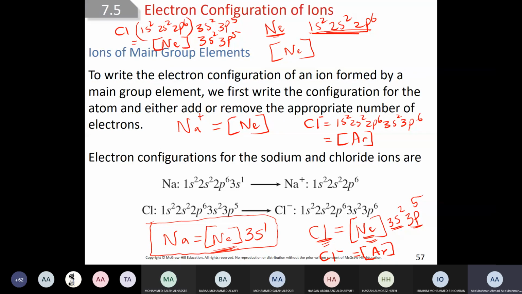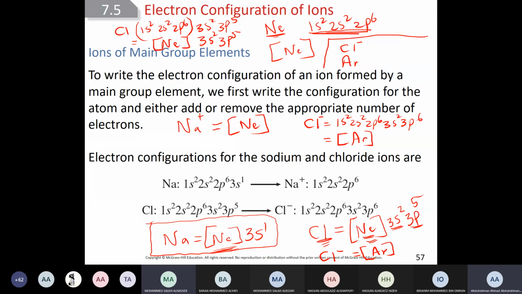Next, which one is bigger in size? Cl minus or argon? The same. No, they will never be. Cl minus. Which is bigger in size? Cl minus. Yes, why is that? Have a higher electron affinity.